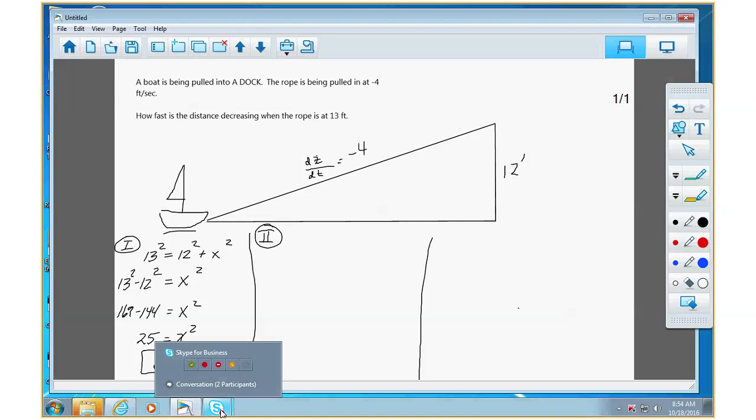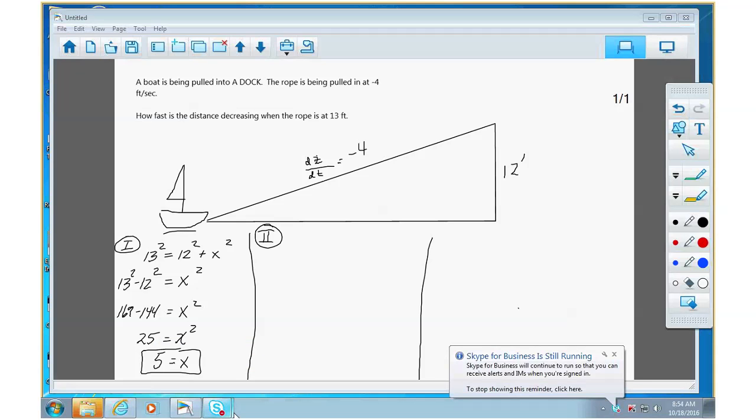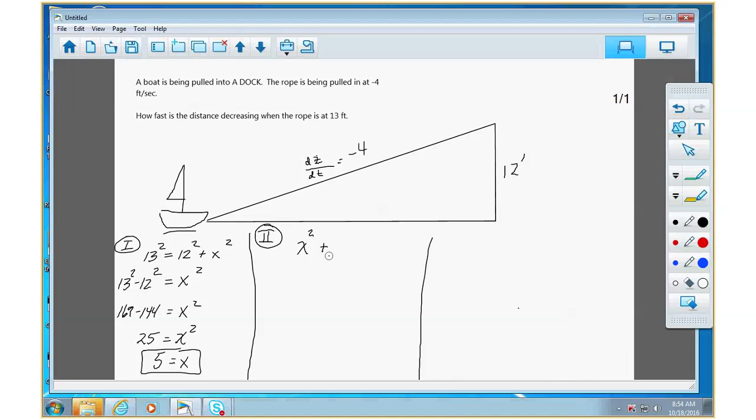What next? Y'all tell me. x squared plus y squared is equal to what? 13 squared? Because that's what they give us. And now take the what? Derivative. 2x dx/dt plus 2y dy/dt is equal to 0.